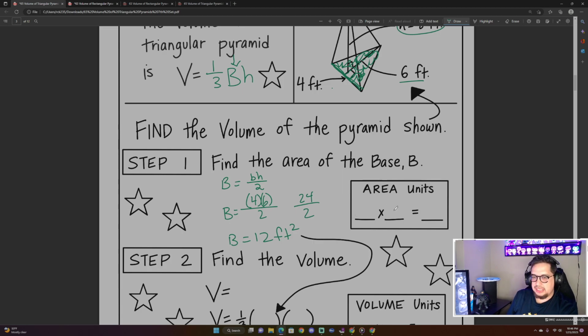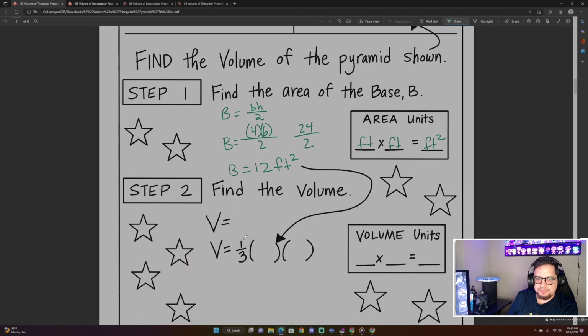Okay? So it's 12 feet squared. Now again, just like I told y'all yesterday, here we're multiplying base times height of the triangle on the bottom. That's feet times feet, and that's why we get feet squared. Once we find the volume, it's going to change to feet cubed, right? Because here we're going to be multiplying the feet squared that we found up here times another measurement, the height of the shape. That's why we get the cube.